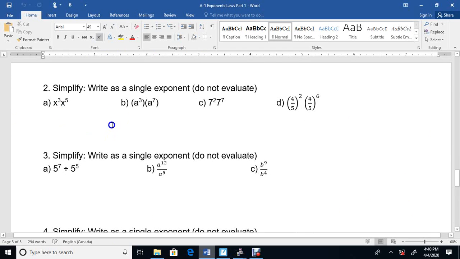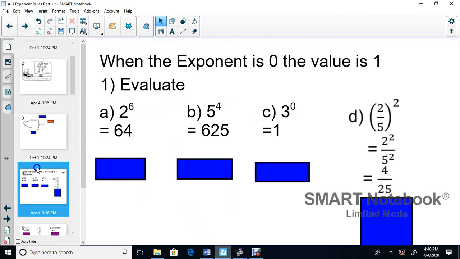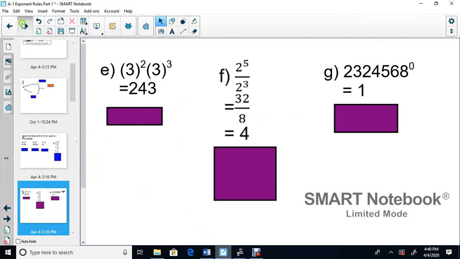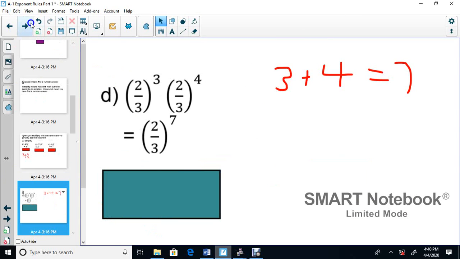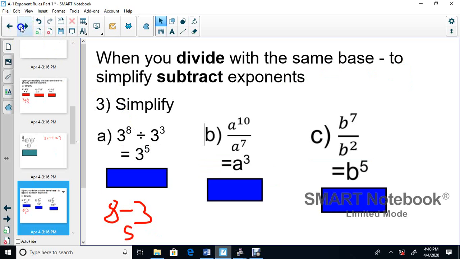Questions 2 and 3, look, simplify. These are your multiply and your divide. So you go back to the video, and it'll show you how to do those questions. It'll show you how to do the 3 questions.